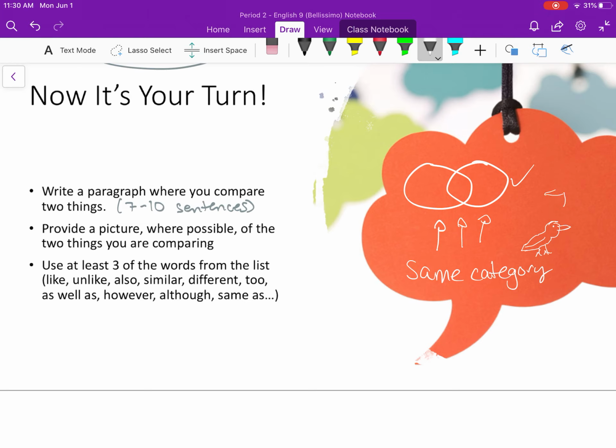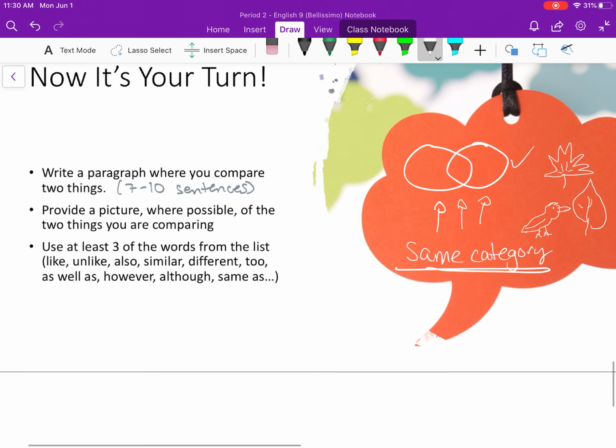Maybe you want to compare 2 different leaves. If you can find the maple leaf and maybe a different kind of leaf. I'm really bad at leaves. And compare them. That's great. So choose something in the same category to make it nice and easy for you. I won't give you marks off if you choose a different category, but it will be more difficult. Keep that in mind.